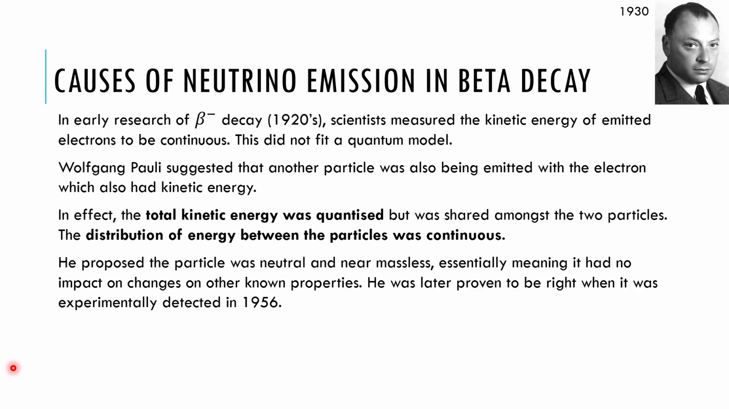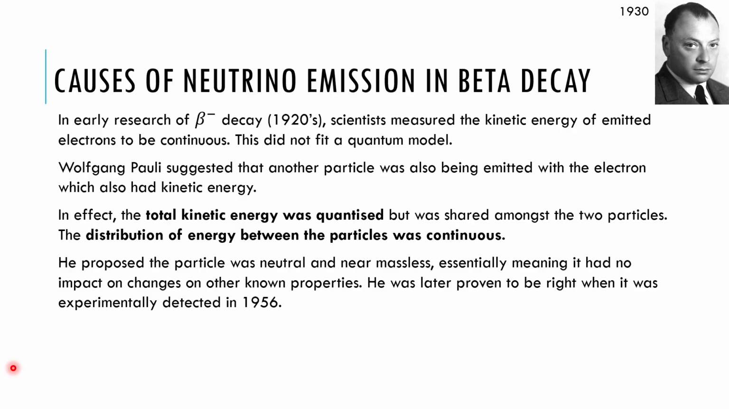The first suggestion for a neutrino was actually made in 1930. There were some discrepancies in some of the finer detailed experiments done with the early research of beta minus decay. When scientists measured the kinetic energy of the beta particles, they found that this energy was continuous from emission to emission, which didn't fit with the concept of the quantum model, which was starting to become more accepted and prevalent at the time.